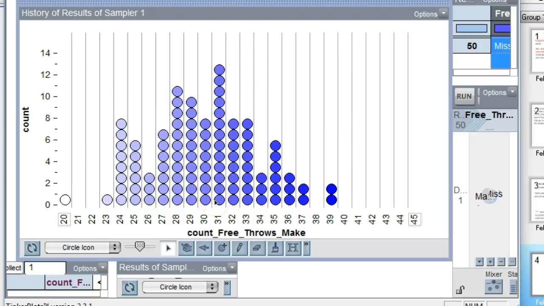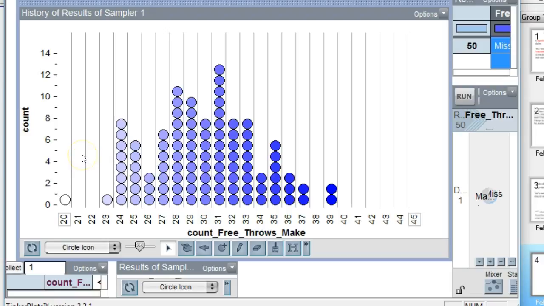And as you can see here, we have a fairly normal looking curve, and it looks like the mean here is about 30, or median. Looks like our mode occurred at 31. But you can just see this nice shape forming.